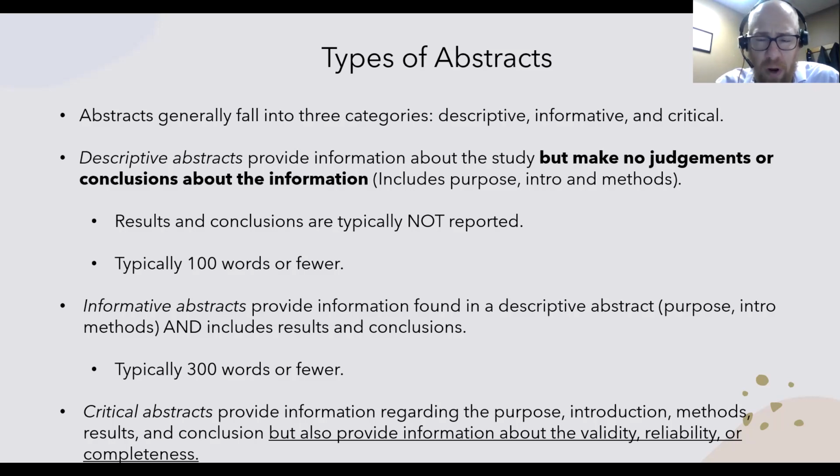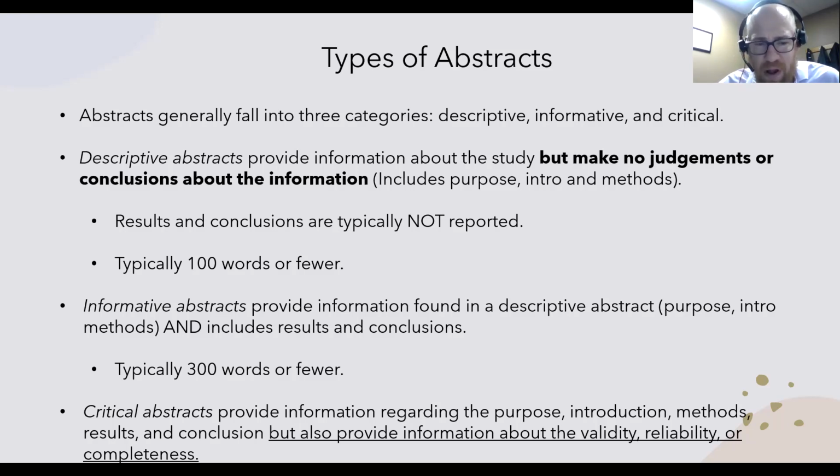Informative abstracts, on the other hand, provide all sections of a manuscript, including the results and conclusion. So purpose, the intro and methods, and then the results and conclusion. Generally speaking, the limit on an informative abstract is typically 300 words or fewer.